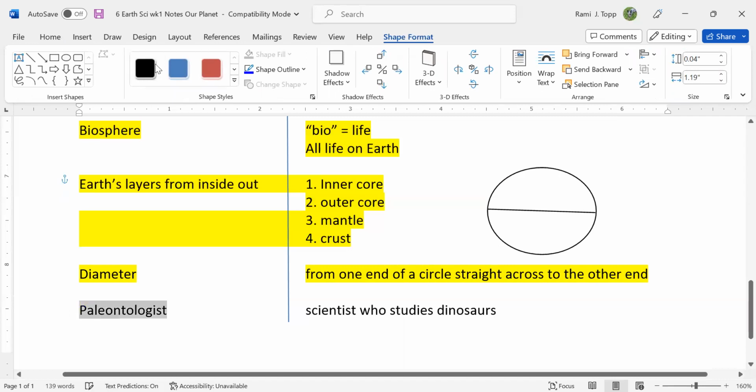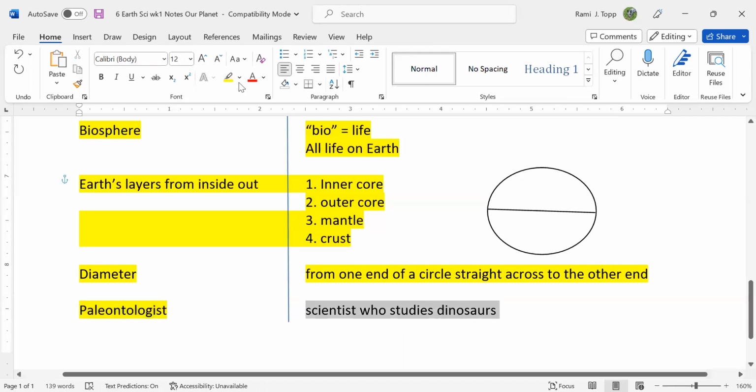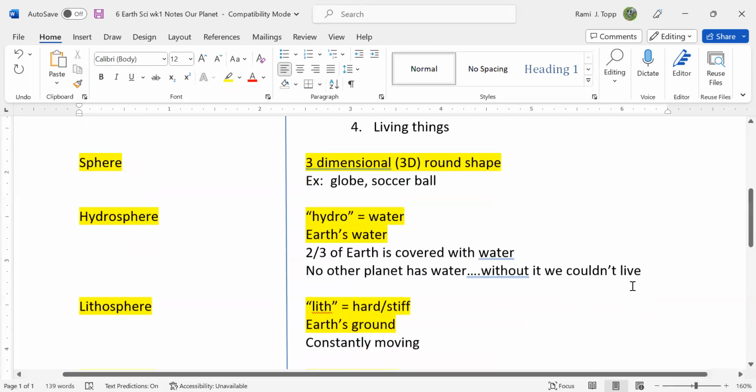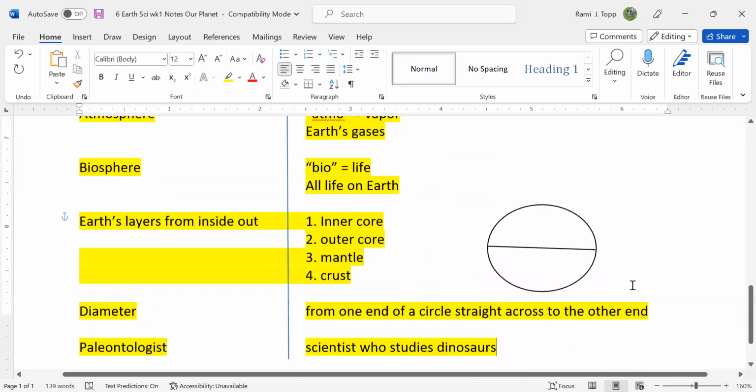Okay. And a paleontologist is a scientist who studies dinosaurs. So there you have it. Your Earth Science Week 1 notes.